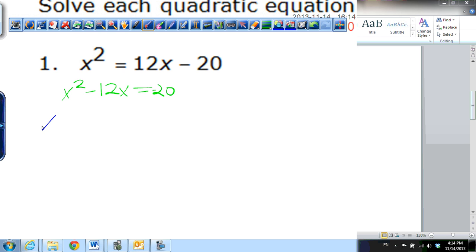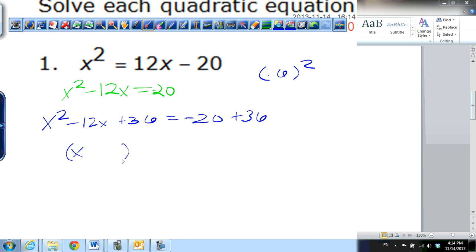Next step is I take half of b, and I square it. Half of b is negative 6. Negative 6 squared is 36, so plus 36. Now rule number 1 in algebra says whatever you do to one side, you've got to do to the other. So if I got plus 36 on the left-hand side, I'm going to add 36 on the right-hand side. Then I'm going to complete this square.